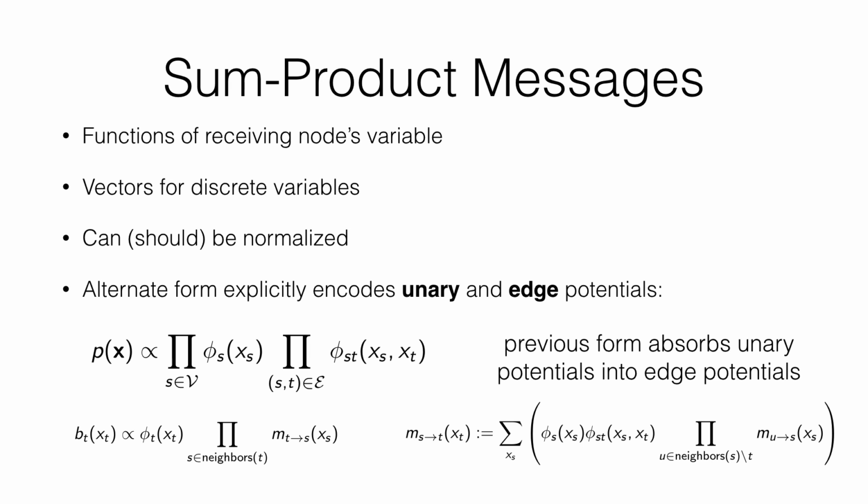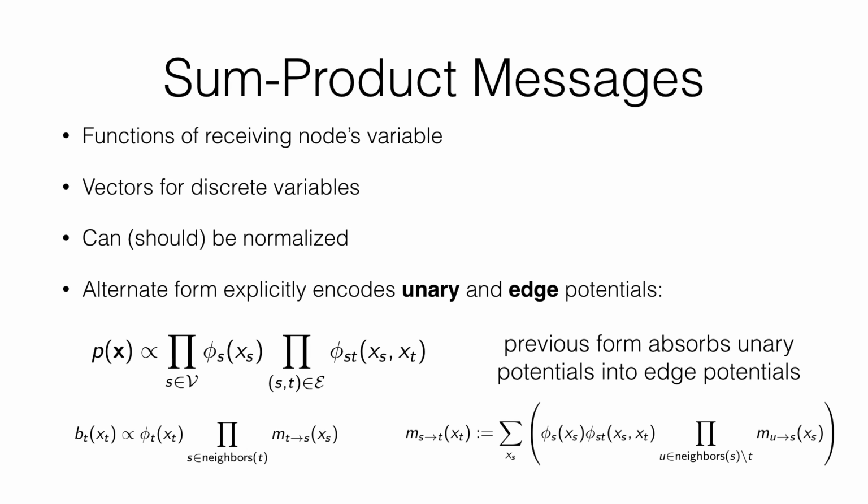But occasionally, for modeling purposes, it may be more useful to represent this unary and this form with a separate unary potential. And then one thing to note, I guess, is the beliefs now include the unary potential when you compute them, but so do the messages. So it's kind of interesting how all that works out.